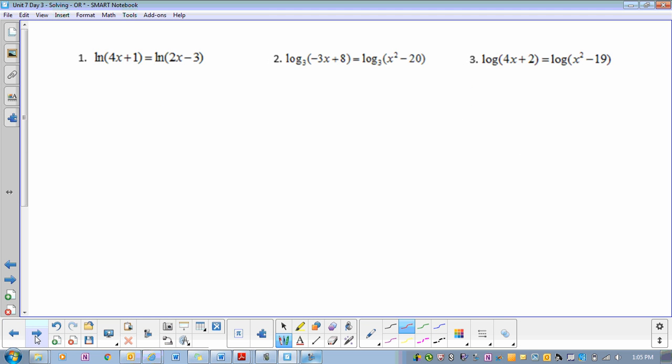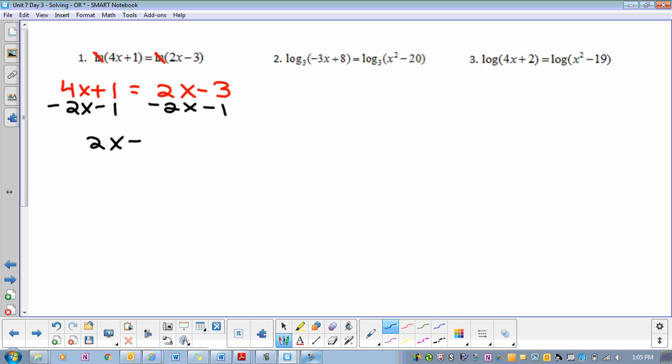Alright, so when you have logs on both sides, you know what you do? Make sure that the logs are on the opposite sides, okay? And then, you see how those are the same? Drop them. And then you can make those inside the parentheses equal to each other, and then just solve for x. Minus 2x here, minus the 1 there. 2x equals negative 4. X equals -2. Good. Please don't forget to check.